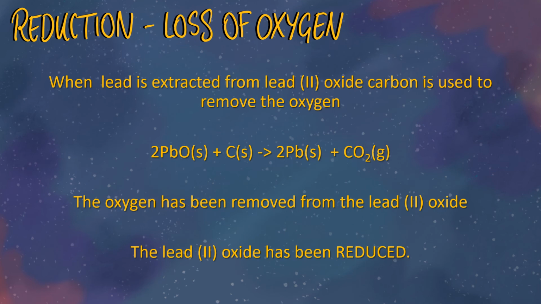Reduction is the opposite of oxidation, so it's the loss of oxygen. When lead is extracted from lead oxide, carbon is used to remove the oxygen. So we've got lead oxide plus carbon goes to lead plus carbon dioxide. So you can see that the oxygen has come away from the lead and is instead attached to the carbon. The oxygen has been removed, so the lead oxide has been reduced. So oxidation is a gain of oxygen, reduction is loss of oxygen.